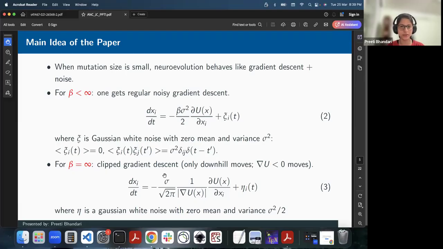You're saying that if beta that appears in the neuroevolution is finite, then equation 2 is relevant. If beta that appears in neuroevolution is infinite, then equation 3 is relevant. Yes, exactly. From the master equation, I'll explain this later on.